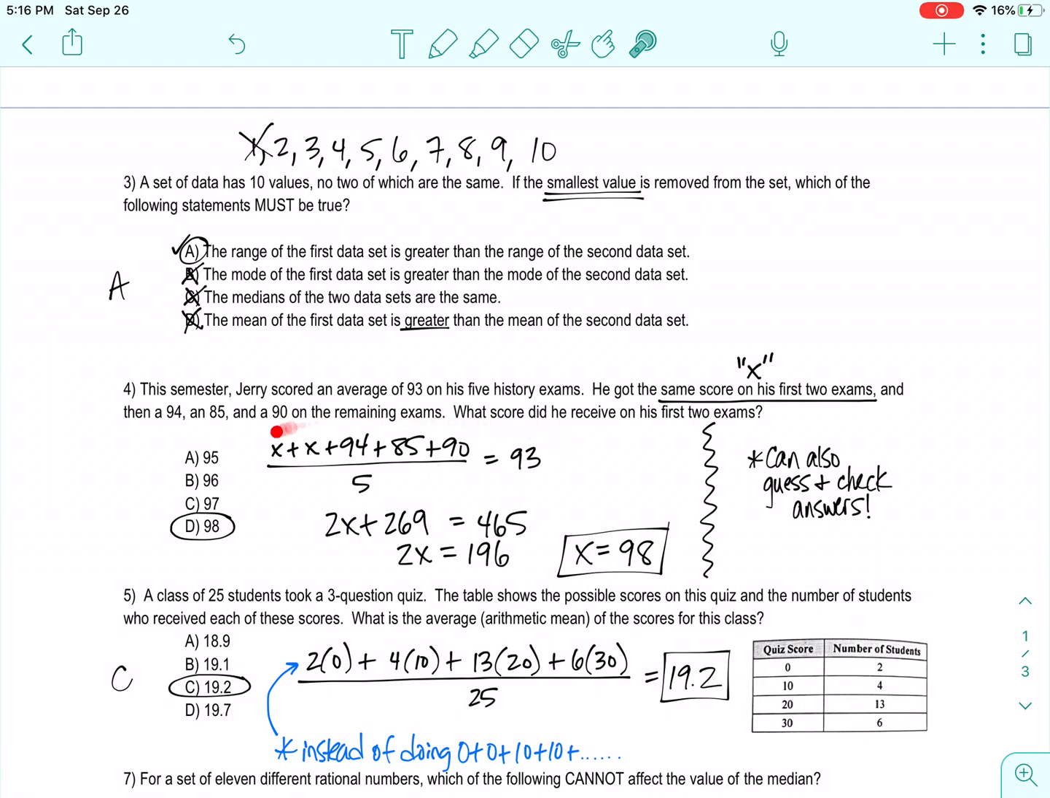Go ahead and just set up this equation and solve. Start by multiplying both sides by 5. Combine your X's, which gives you 2X, and solve, and you get 98. So that is algebraically the way to come up with the answer here.